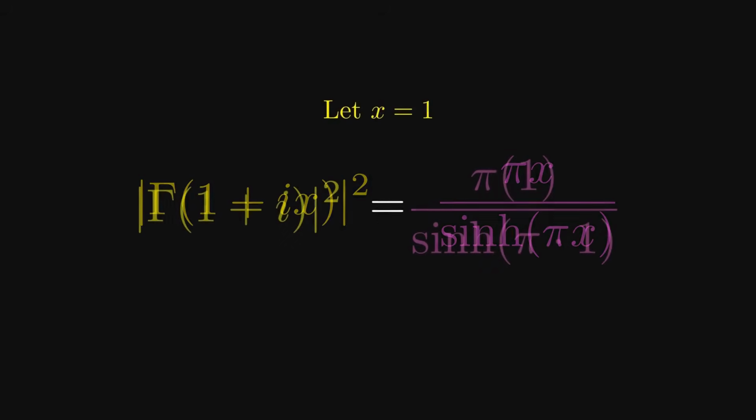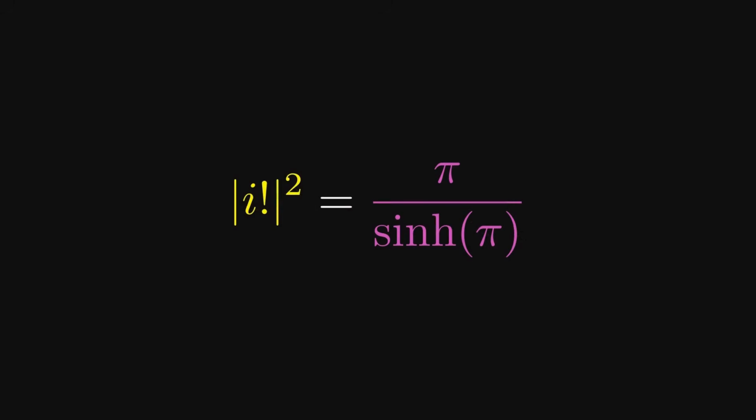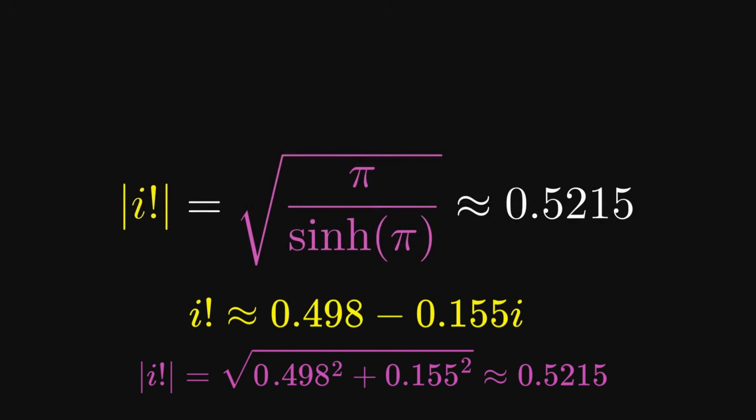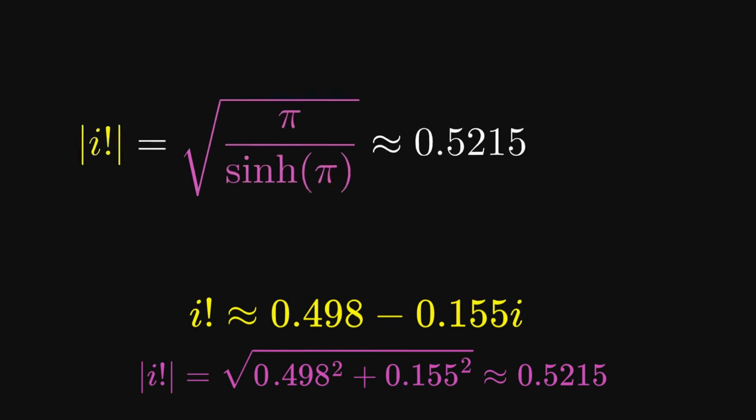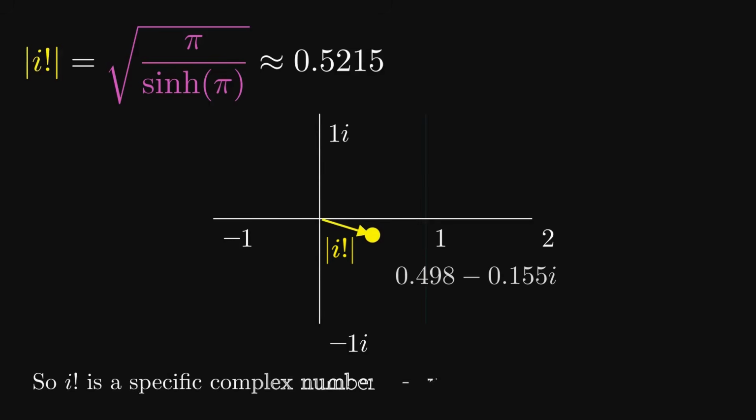Now let x equal 1. The magnitude of i factorial is the square root of pi divided by hyperbolic sine of pi. Numerically, that's about 0.5215. So i factorial is a precise point on the complex plane.